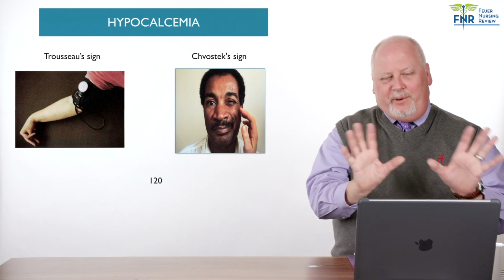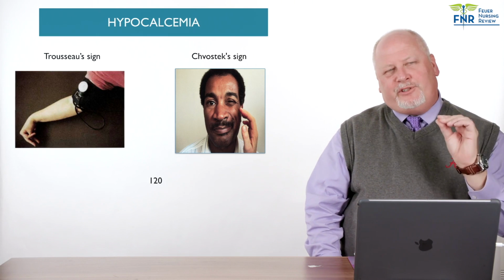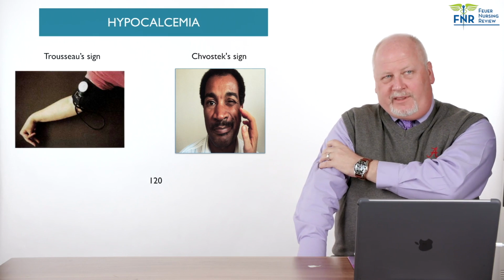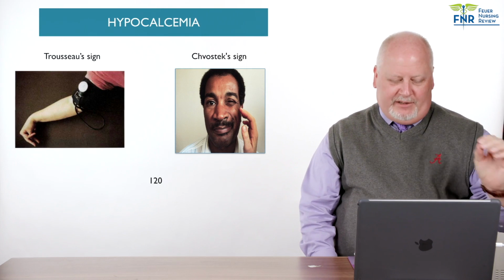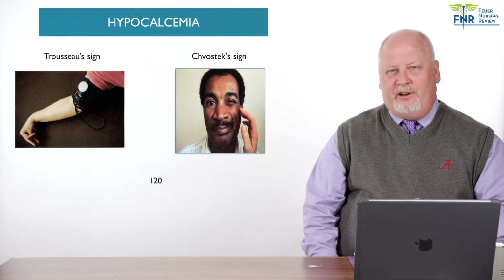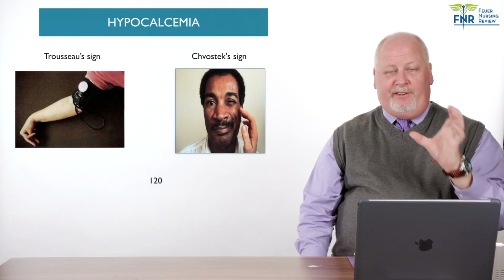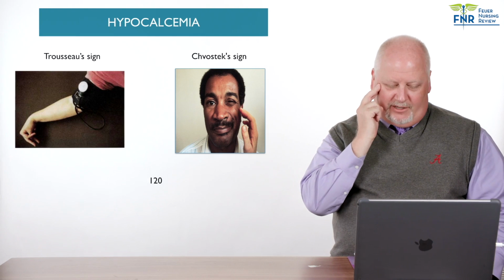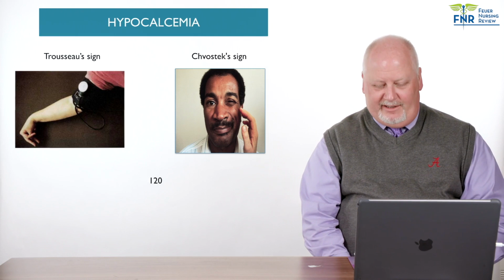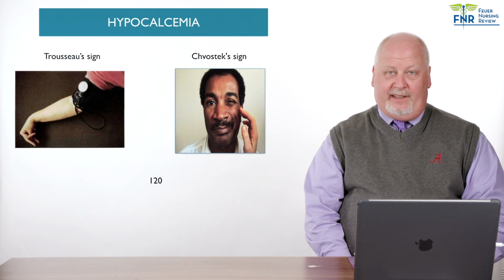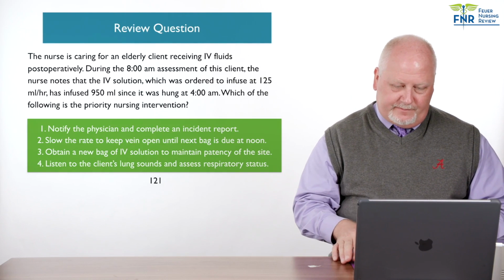So the way that I remember these two is I think of T for tourniquet, which is what you're doing with that blood pressure cuff. You're kind of cutting off the blood supply to the hand. T for tourniquet and T for Trousseau. For Chvostek sign, I think of C for cheek, because you're tapping on the cheek. So C for cheek and C for Chvostek sign. And each of those indicate a low calcium level.